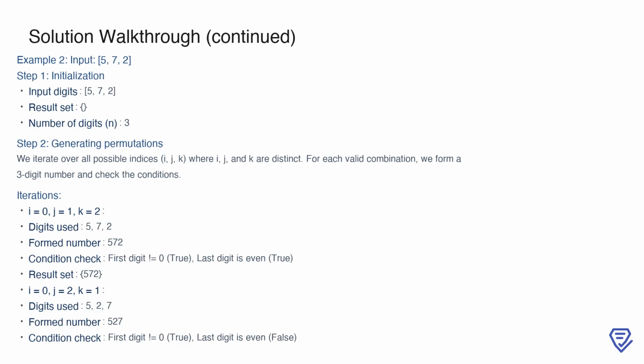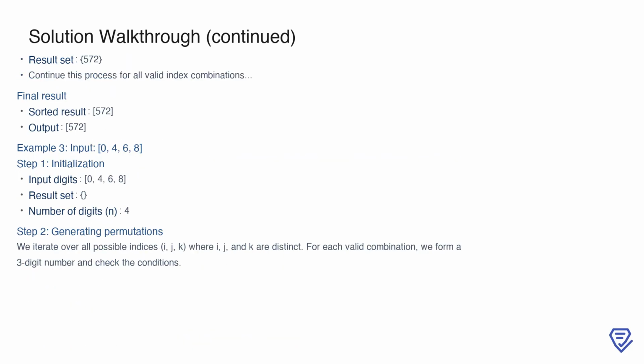For another combination, where i equals 0, j equals 2, and k equals 1, the digits used are 5, 2, and 7, forming the number 527. Here, the first digit is not 0, but the last digit is odd, so 527 is not added to the result set. The result set at this point contains only 572. We continue evaluating all valid index combinations, ensuring that each number satisfies the conditions before including it in the result set. Once all possibilities are exhausted, the result set is sorted to produce the final output. In this case, the sorted result is 572, which is then returned.